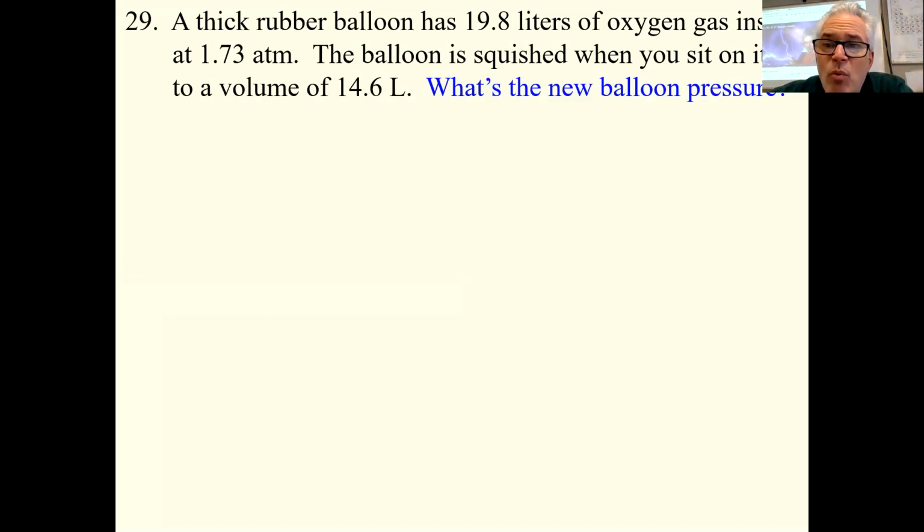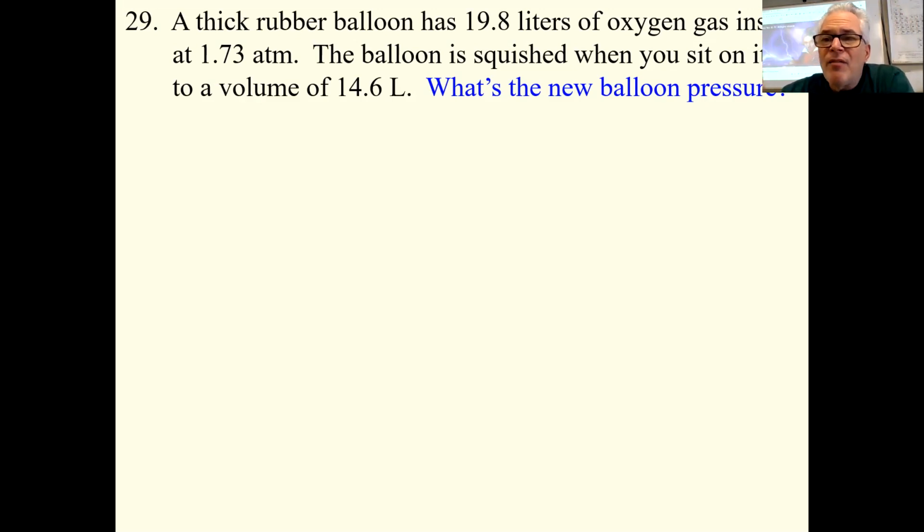All right, you have a really thick rubber balloon and it's big. It's got 19.8 liters of oxygen gas. Doesn't matter what gas, all gases work the same. The oxygen just makes it like you could believe it. The pressure inside is 1.73 atmospheres, so it's a little firm. You sit on it and you squash it and it squishes. Instead of being 19.8 liters, you squash it down to 14.6 liters. What's the new pressure inside? Well, you need to see, this is an easy math problem.